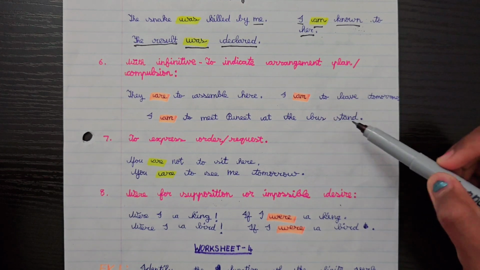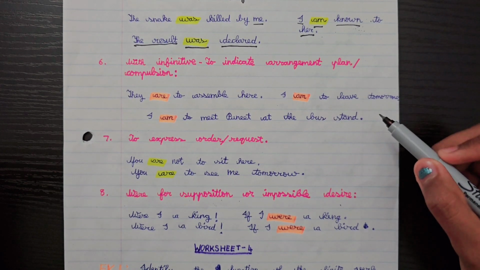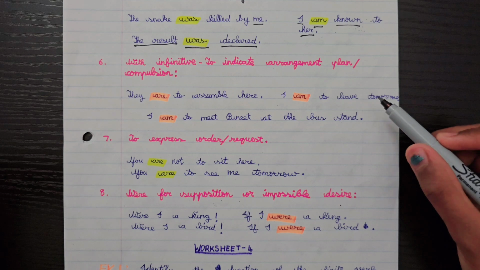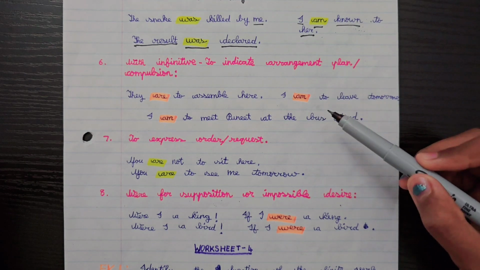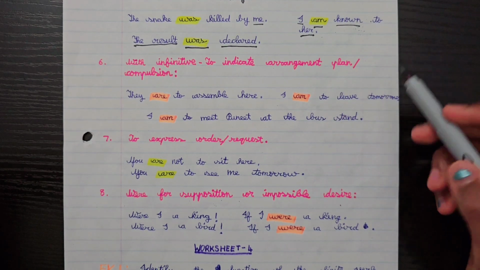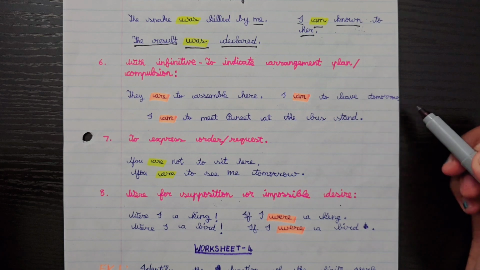Next example, I am to leave tomorrow. So this is an arrangement plan. So like the special finite verb is indicating that this is an arrangement plan.